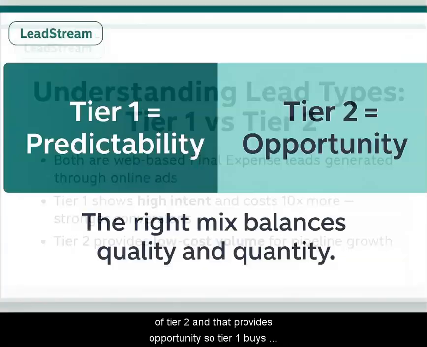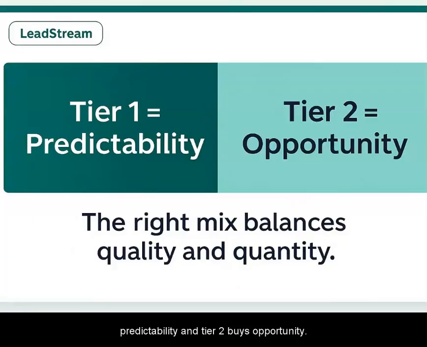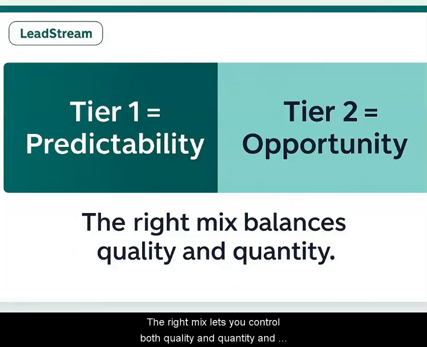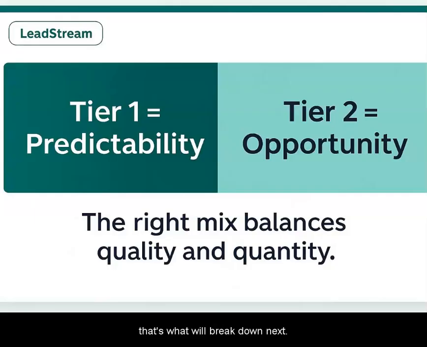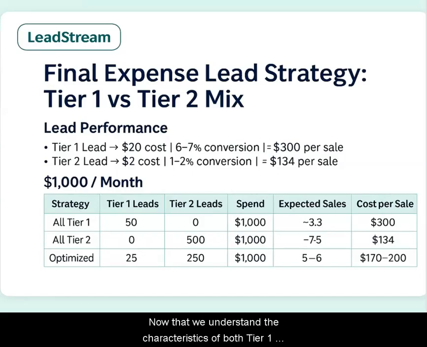So Tier 1 buys predictability and Tier 2 buys opportunity. The right mix lets you control both quality and quantity, and that's what we'll break down next. Now that we understand the characteristics of both Tier 1 and Tier 2 leads, let's take a look at how they perform in the real world.